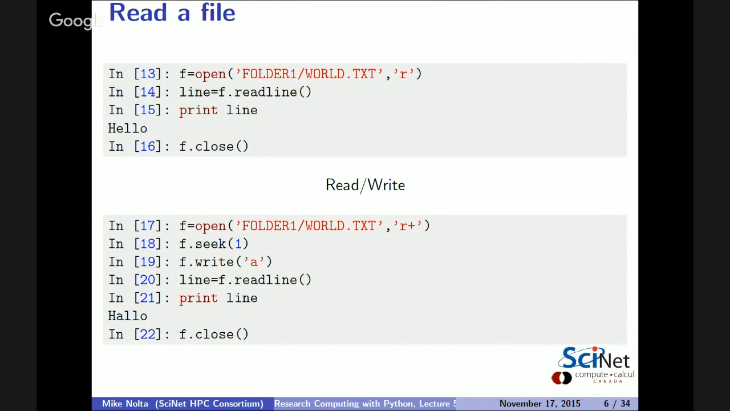I guess there must be separate write pointers and read pointers, right? So here, by seeking, I've moved to the first character. Remember, the file contains hello. This moves to the first character. I write an A, so I've basically overwritten the E with A, right? So that when I read it out, I'll get hallo instead of hello.